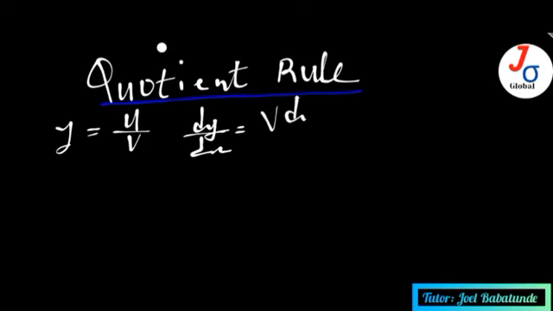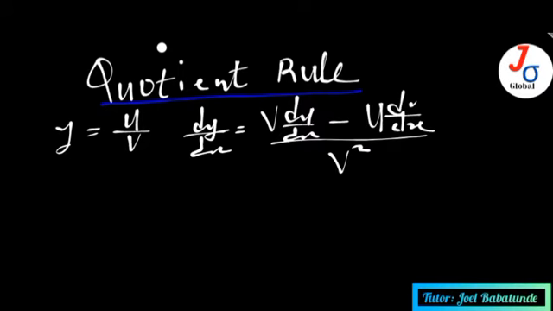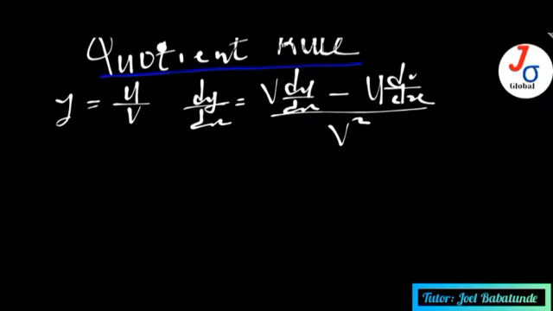v du/dx minus u dv/dx, divided by v squared. So that's the difference between product rule and quotient rule. Product rule is actually plus, but this is minus, over v squared. All right, let's see this simple function.